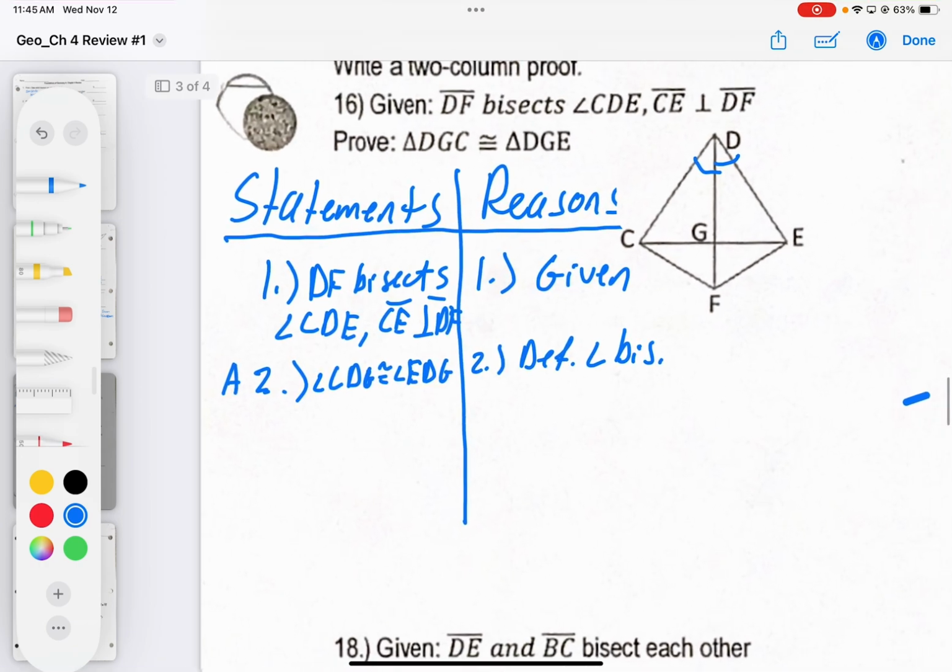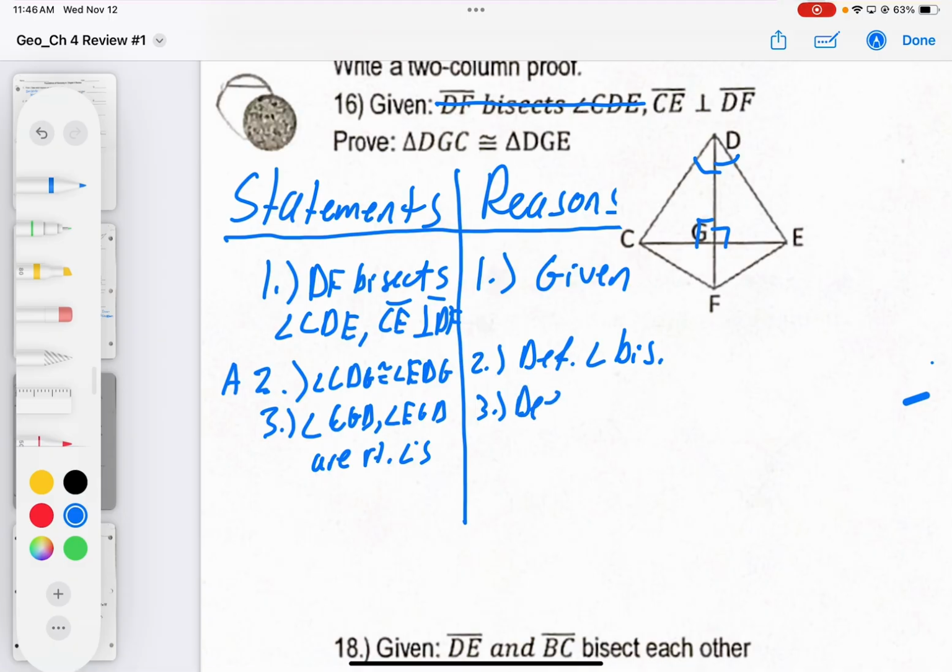You know that CE is perpendicular. Okay, if you are given that lines are perpendicular, what do we get from that? Two right angles. Okay, so let's look at what my right angles are. CE and DF, so my right angles would be right here. So I would say angle CGD, angle EGD are all right angles, and that would be the definition of perpendicular.